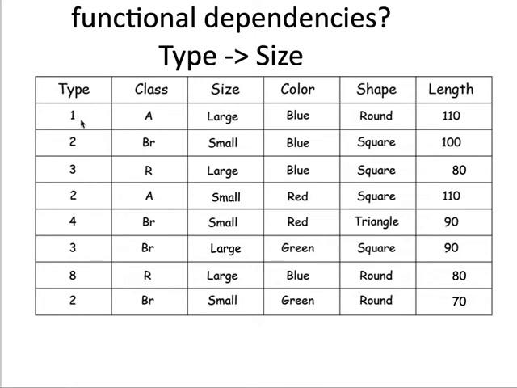If I know type, do I know size? 1 large? Well, I don't really check the ones. 2 small, 2 small. So far, so good. 2 small. Hey, there's multiple 3's. 3 large, 3 large. And then there's just one 4 and one 8. So yeah, if I know type, I can tell you what size is.